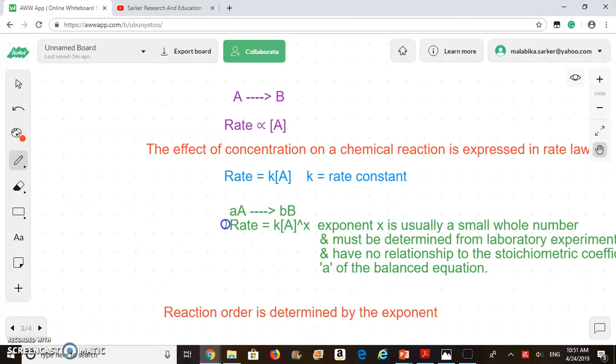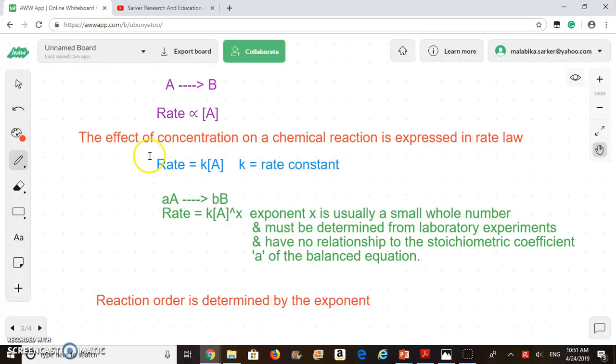Now let us look at the effect of concentration on a chemical reaction. This is the same reaction. The rate of the reaction can also be expressed in terms of the concentration of the reactant. Here the rate is directly proportional to the concentration of the reactant A. Why? Because if we have a large amount of A to start with, the rate will increase. As A is getting consumed, we have less and less of A, so the reaction rate will decrease. So it is directly proportional to the concentration of A.